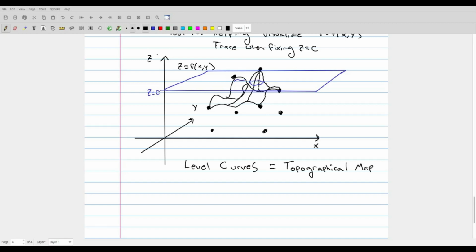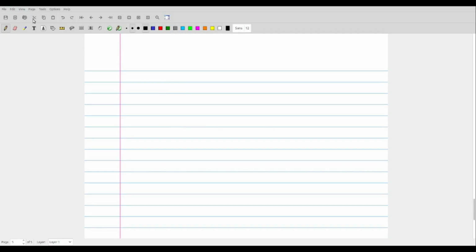But the idea is that we can do this for any function, no matter what the function is, and use this to visualize the level curves of our function. We'll look at a couple of examples. Look at the function z is equal to e to the negative x squared plus y squared.